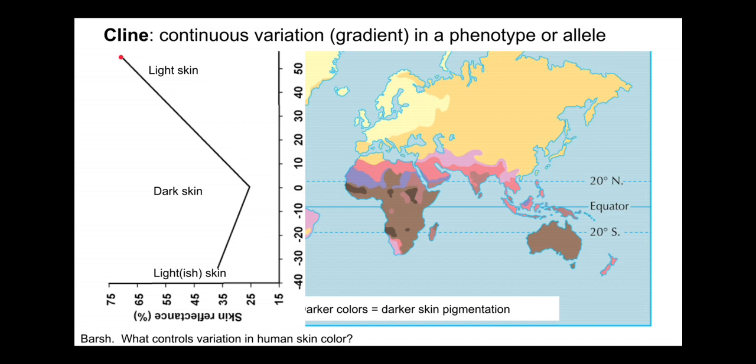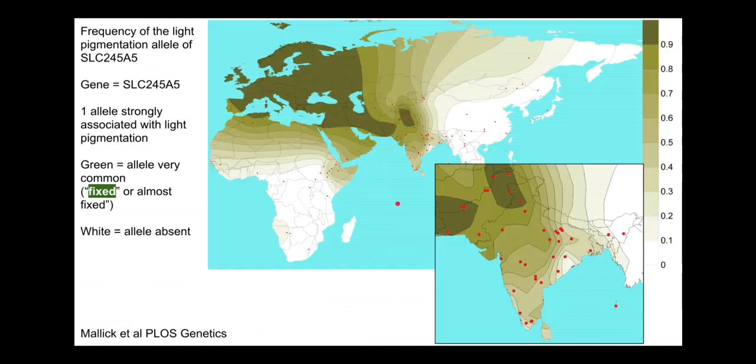This pattern ecologists and evolutionary biologists call a cline. A cline is used in two circumstances. One, anytime we see continuous variation in a trait or in a phenotype, we call it a cline. So human skin pigmentation varying with latitude or with elevation, as it does in Ethiopia, is a cline. Or it can be specifically with an allele. If we see variation in the frequency of an allele, that also constitutes a cline.